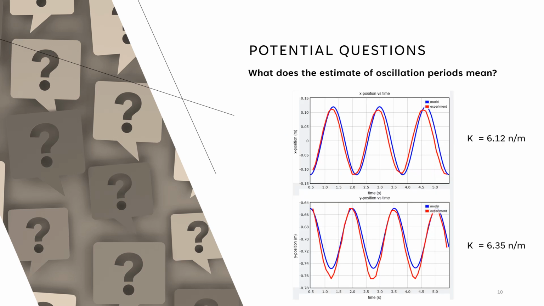Another potential question: what does the estimate of oscillation periods mean? For the x position, I've calculated an oscillation period of 6.012, and for the y position, I've calculated it to be 6.35. As you can see, there's a little bit of a deviation there, which means that choosing different directions produces a deviation in the period, and that's just going to change the results a little bit.